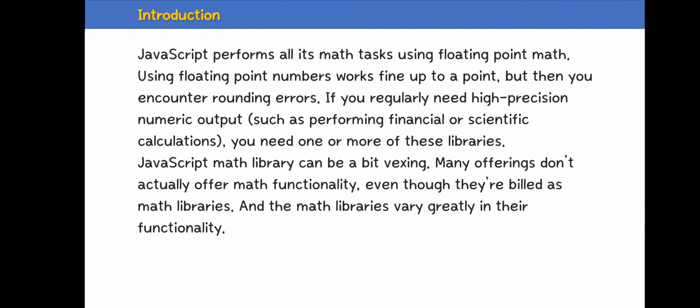JavaScript performs all its math tasks using floating point math. Using floating point numbers works fine up to a point, but then you encounter rounding errors. If you regularly need high precision numeric outputs, such as performing financial or scientific calculation, you need one or more of these libraries. JavaScript math libraries can be a bit vexing. Many offerings don't actually offer math functionality, even though they are built as math libraries. As math libraries vary greatly in their functionality.